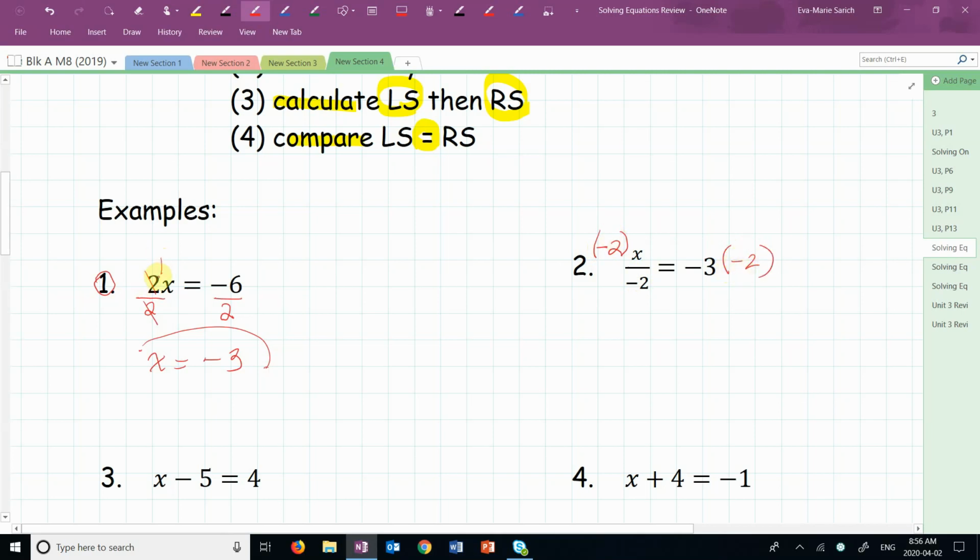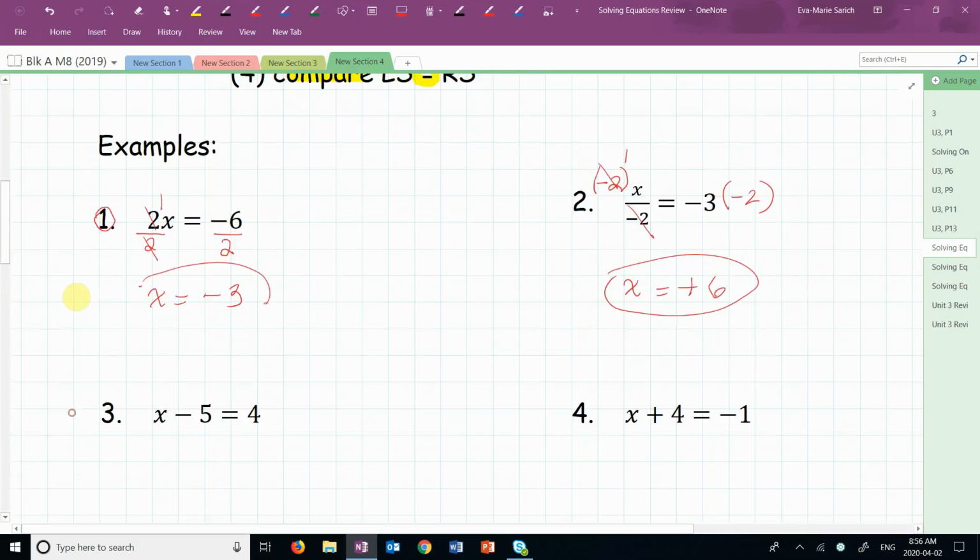Again, just like in the first example, we're going to have a number divided by itself. -2 divides by -2 to give you 1, and 1x is the same thing as x. We have isolated the variable. Calculating the other side, a negative times a negative equals a positive, and 2 times 3 equals 6. Solved again, the second example.